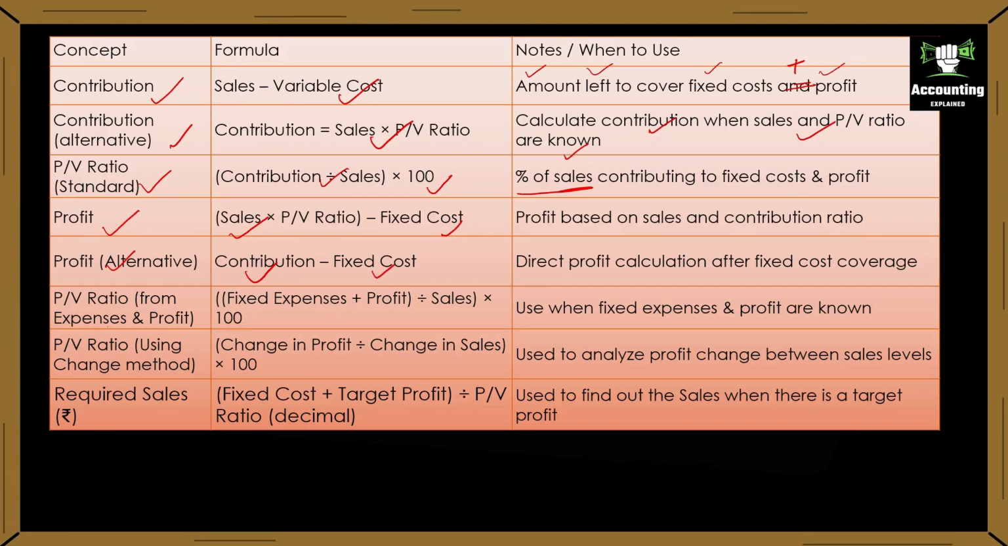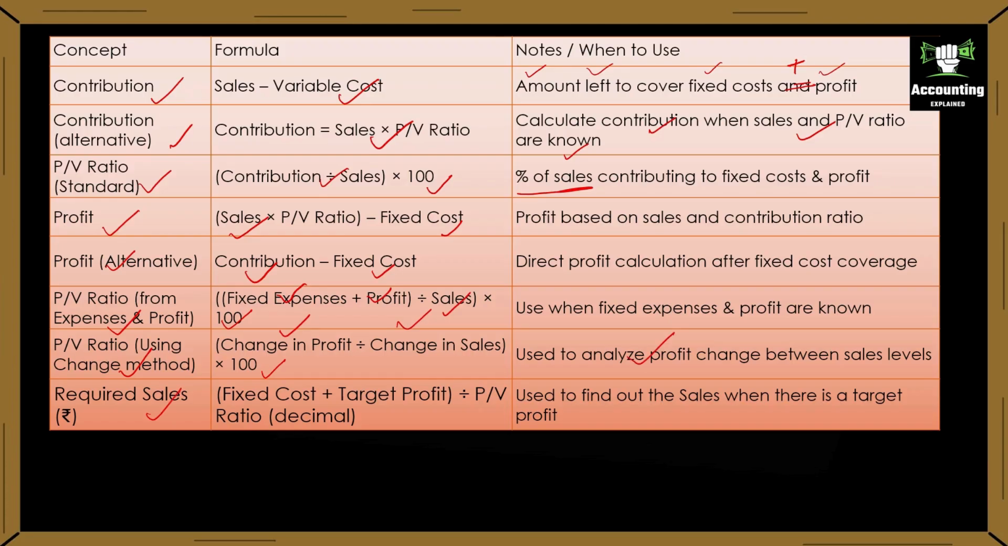P by V ratio from fixed cost and profit. So when fixed cost and profit are given, first you add fixed cost and profit. Okay, that amount divided by sales into 100 will give you P by V ratio. P by V ratio using change method. When there are two different periods of sales and two different periods of profit given, then we find P by V ratio with the formula of change in profit divided by change in sales into 100. Change in profit means difference between 2 years profit and difference between 2 years sales you take. Okay, used to analyze profit change between sales levels.